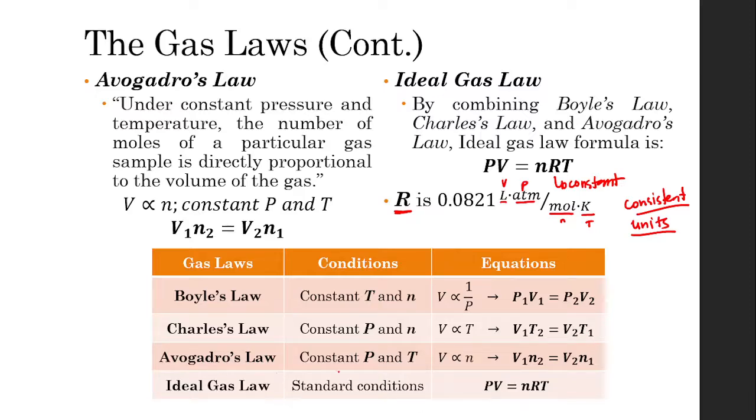The same is true for Avogadro's law, where we have a constant pressure and temperature, where volume is always directly proportional to n. Increase in the number of moles equals increase in the volume, and we use this equation. And lastly, a combination of these three laws gives us the ideal gas law, that under standard conditions we have this equation, PV = nRT. One way for me to remember this equation, I just say PERV-NERT, PV-nRT. That's how I remember this equation.